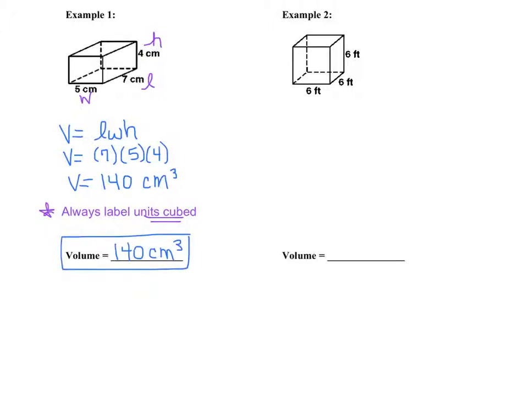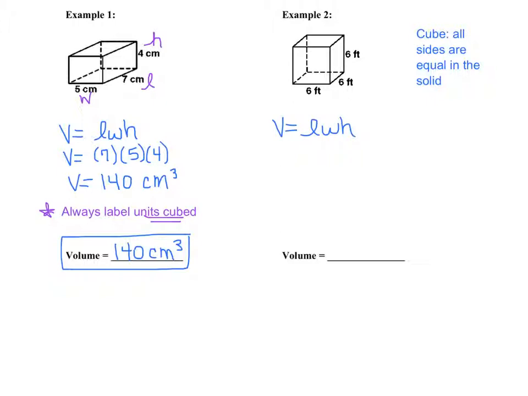Let's go to our next example. Let's first identify what our solid is in example 2. If you notice, all sides are equal to 6. Therefore, this is a cube because all of the sides are equal to each other. So we are going to use the same formula as we would for a rectangular prism: volume equals length times width times height.